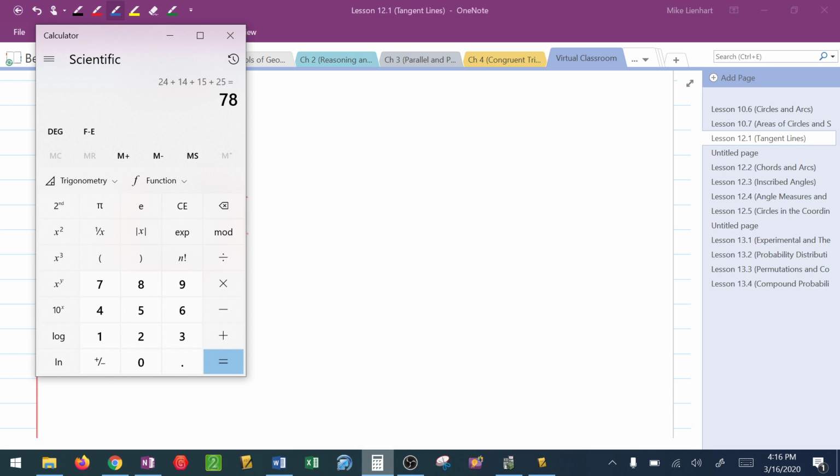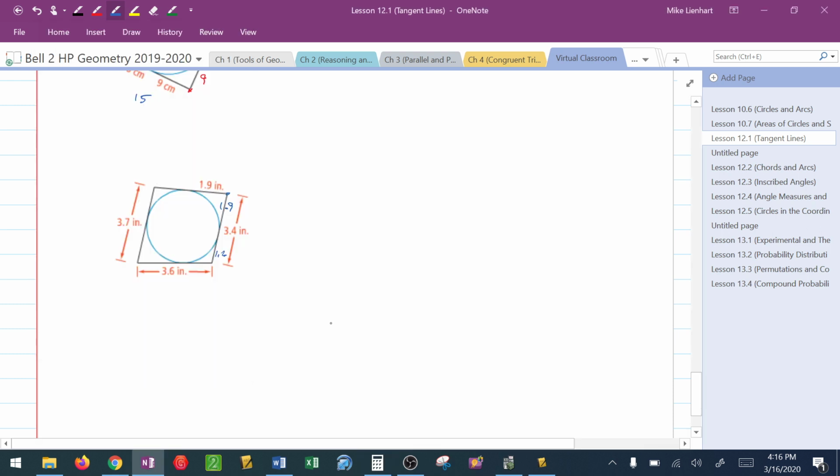Sorry, not 1.6. Oh, what am I doing? Well, not 1.6. Let me fix that. That would be 1.5. 1.9 plus 1.5 will give me 3.4. So if that piece is 1.5, this piece in here is 1.5. The whole side is 3.6, which means this side will be 2.1. If that's 2.1, this is 2.1. The whole piece here is 3.7, which tells me this is 1.6. Woo! And finally, I get this piece is 1.6.